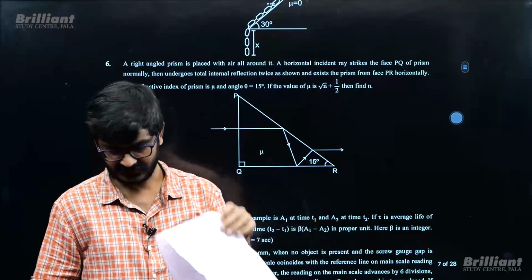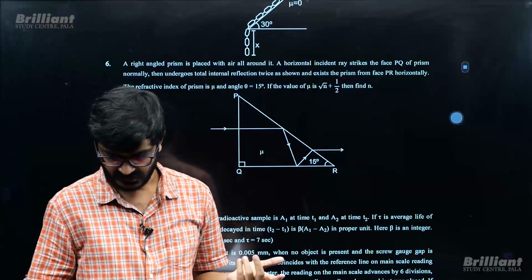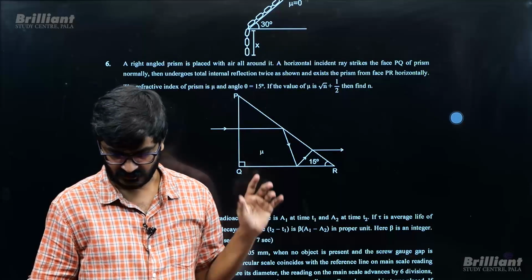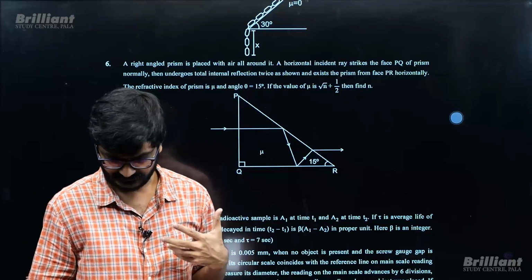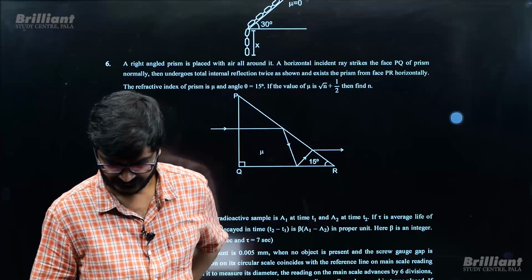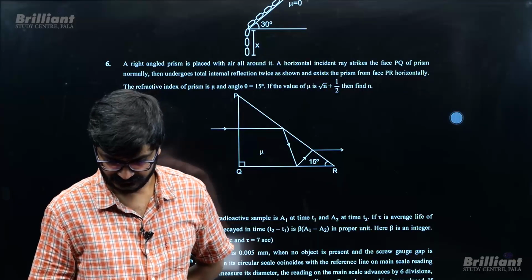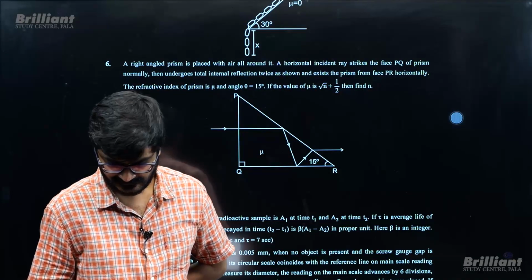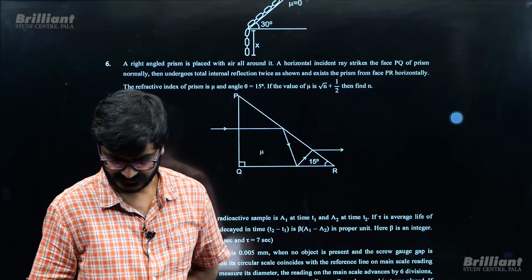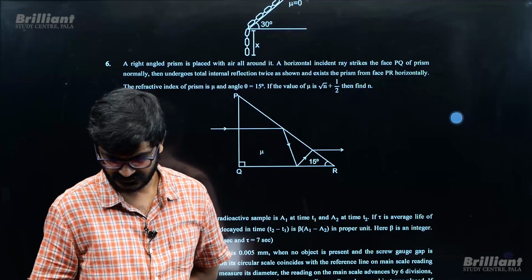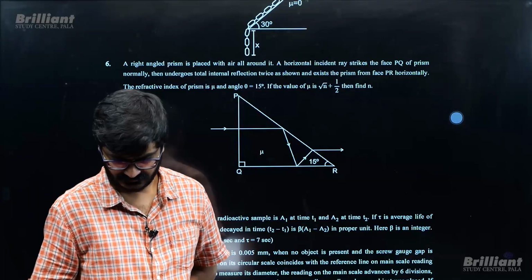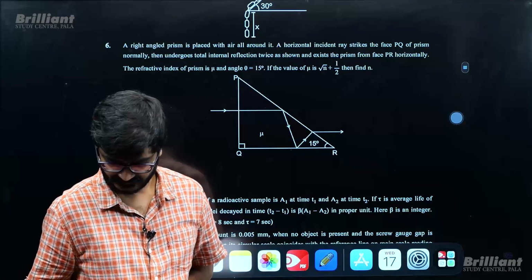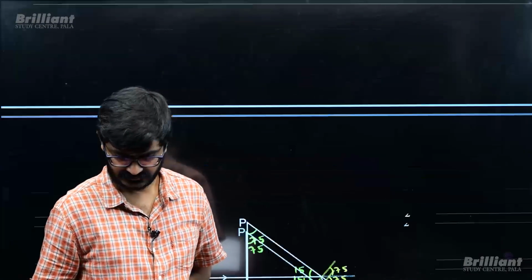There is a right angled prism. A horizontal ray strikes the face PQ, undergoes total internal reflection twice as shown. The refractive index of the prism is mu and the angle is theta. We need to find what is the refractive index. Okay, so let us draw the figure.